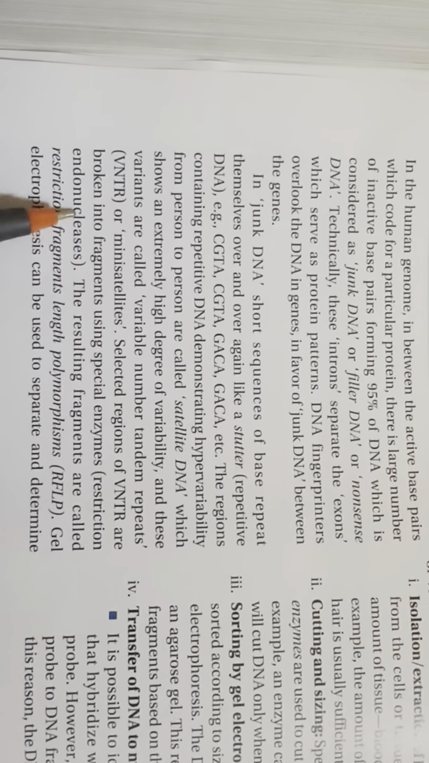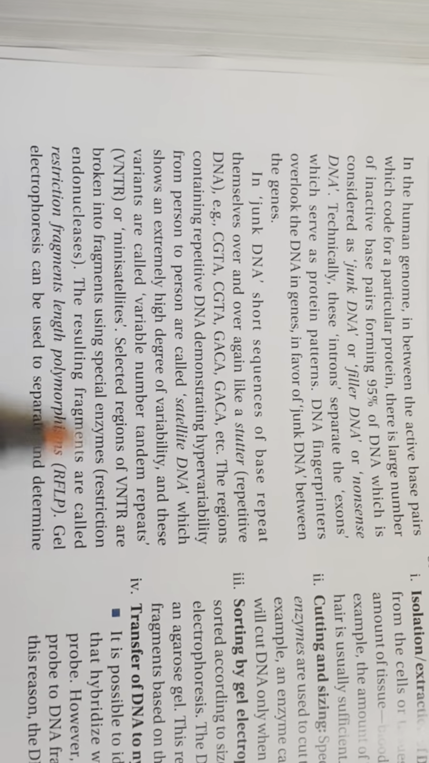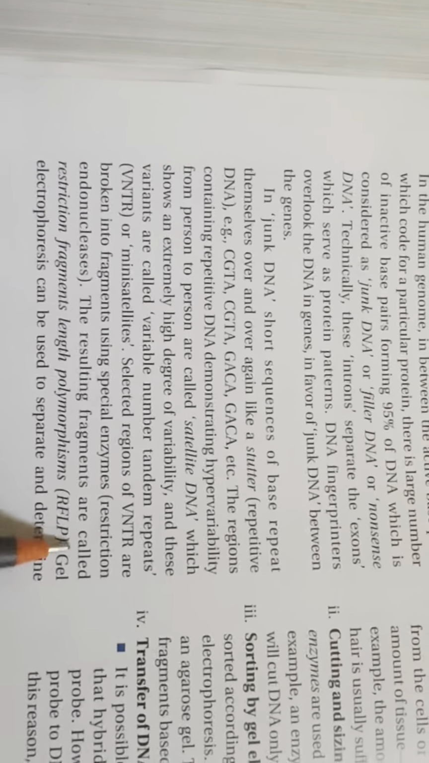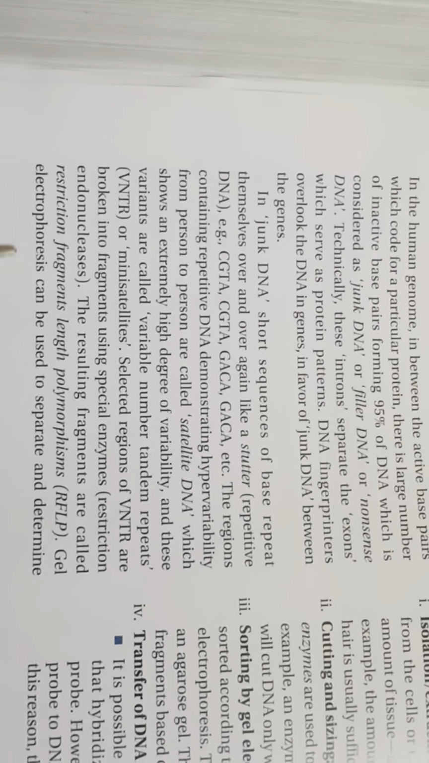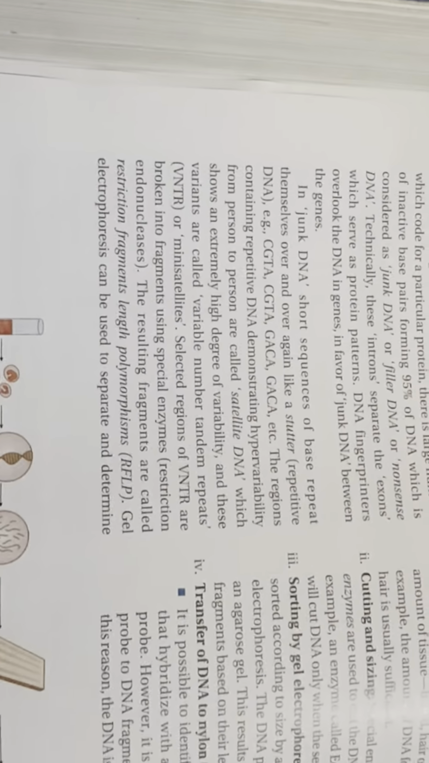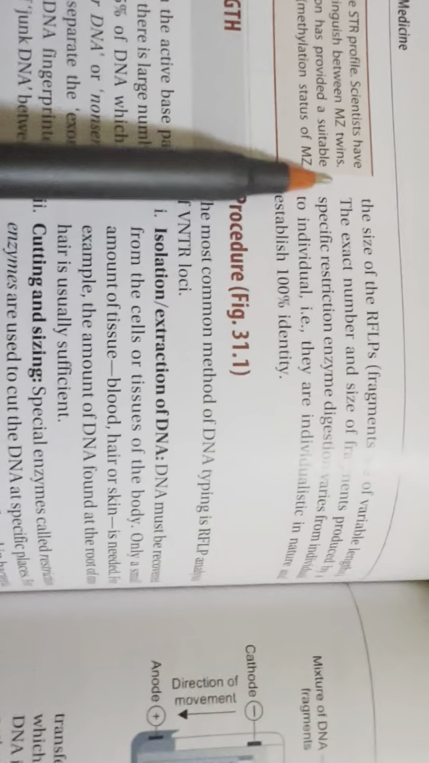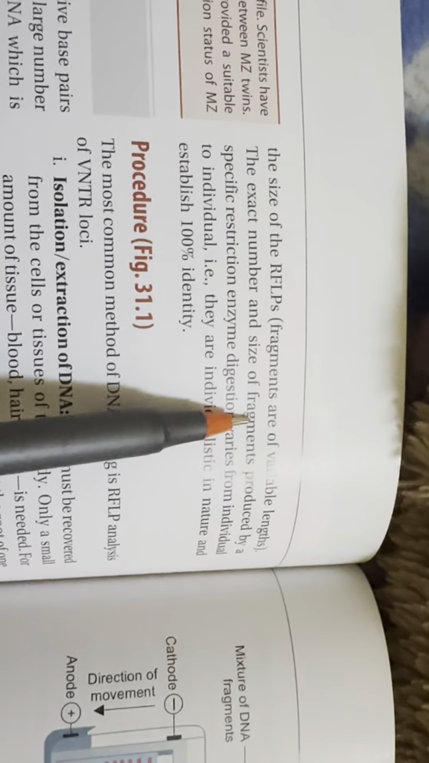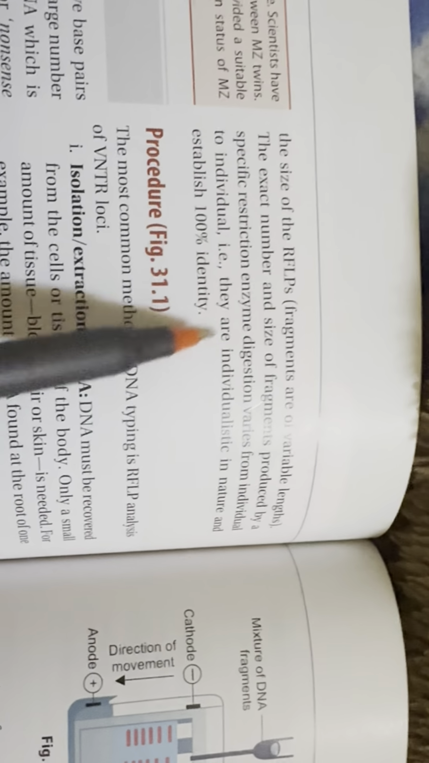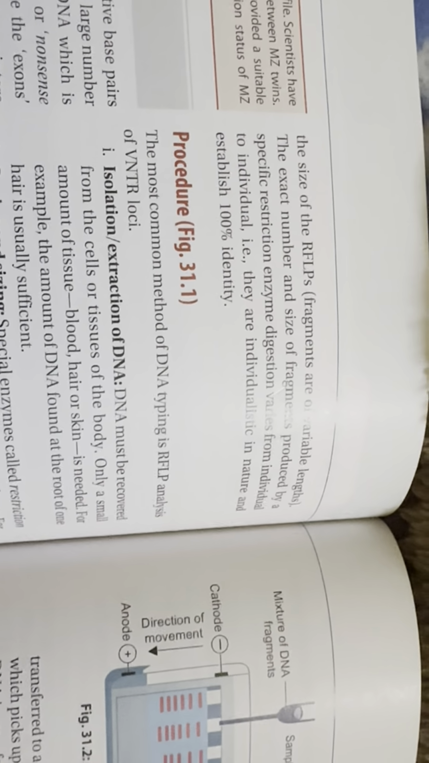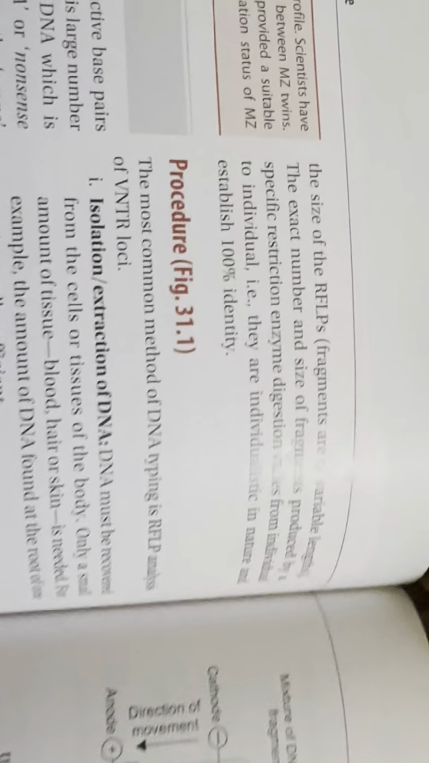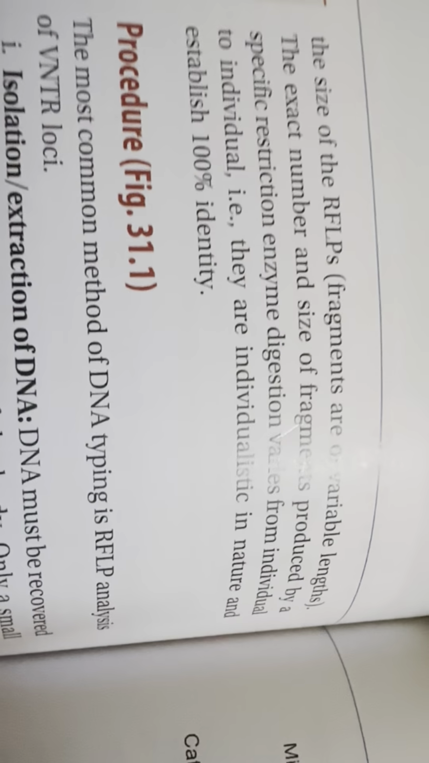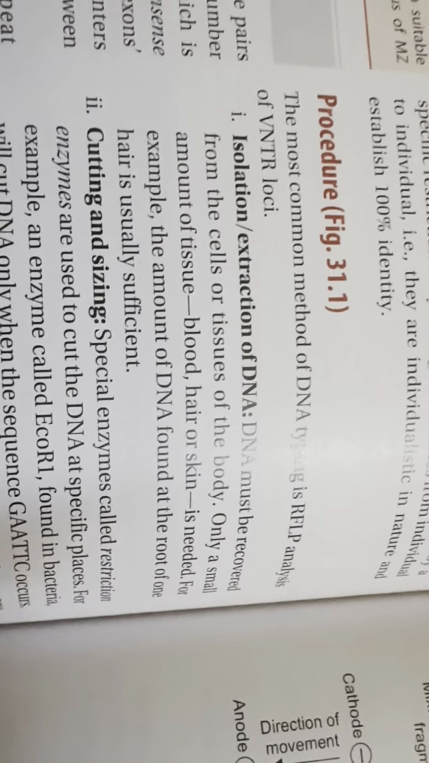Selected regions of VNTR are broken into fragments using a special enzyme, restriction endonuclease. The resulting fragments are called restriction fragment length polymorphism (RFLP). Gel electrophoresis can be used to separate and determine the size of the restriction fragment length polymorphism. Fragments are of variable length. The exact number and size of fragments produced by a specific restriction enzyme digestion varies from individual to individual. They are individualistic in nature and establish high, 100% identity.